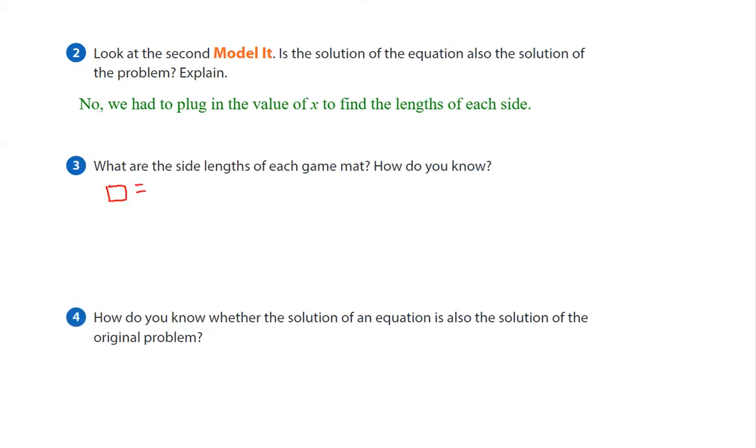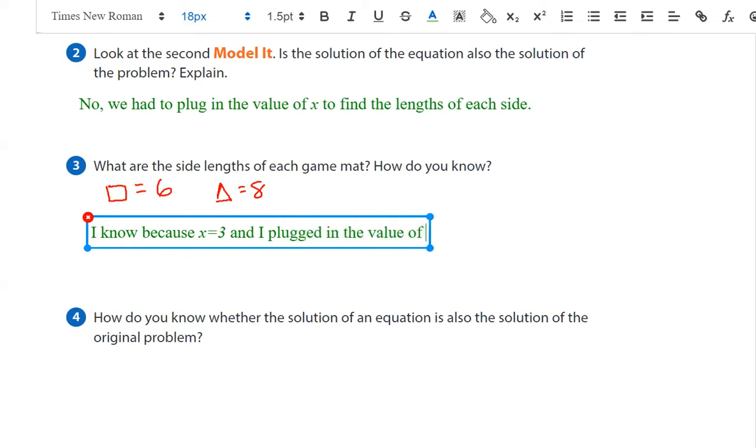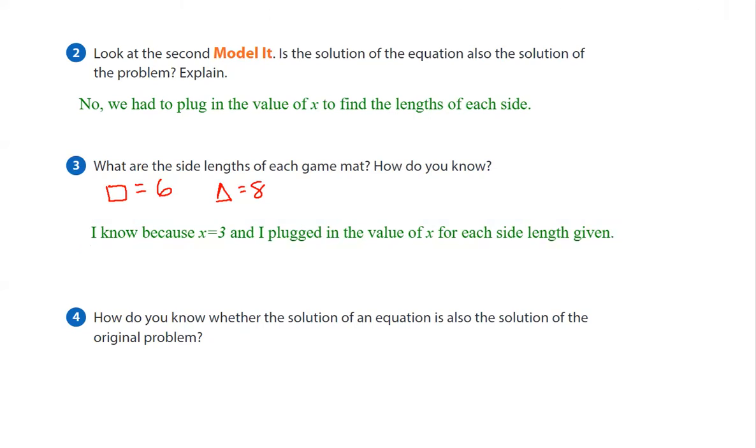The side of the square was 6. The side of the triangle was 8. Okay, so a little bit of laziness there. It's efficiency. We're being efficient. I know because, what was x? X equals 3, and I plugged in the value of x for each side length given. There we go. I like that better than the book answer. Ooh, I haven't got a gold star in a while. Gold star.